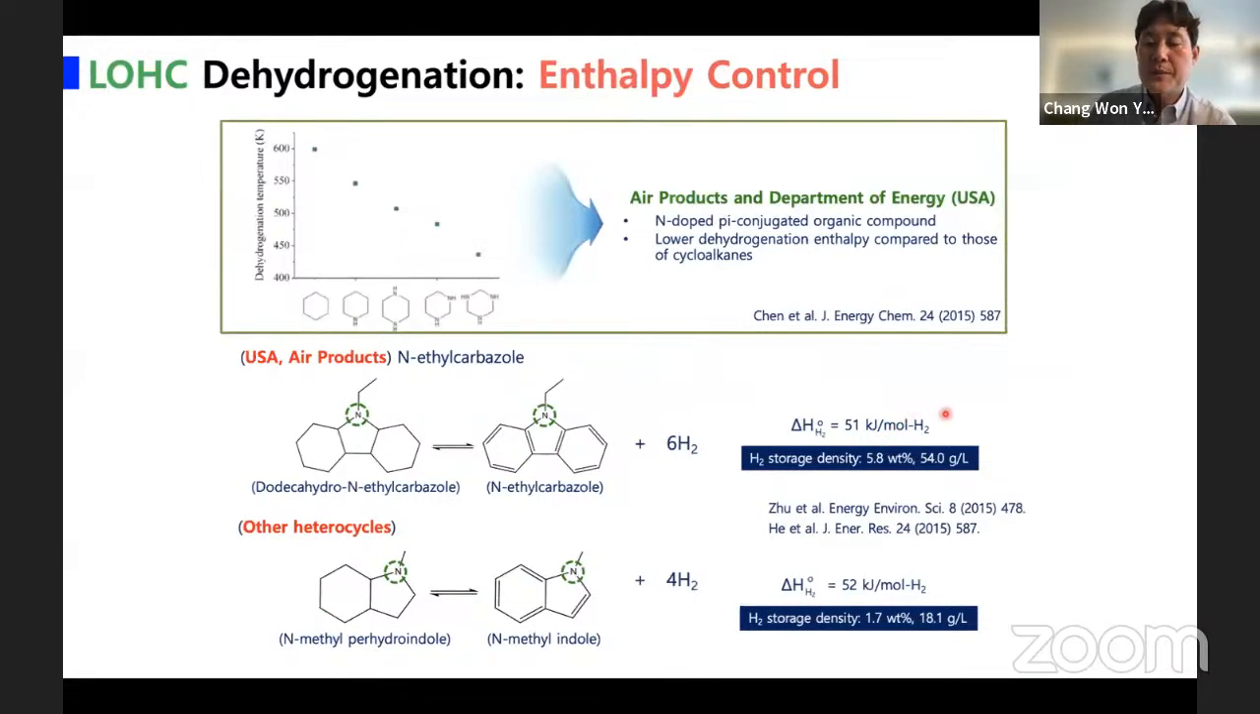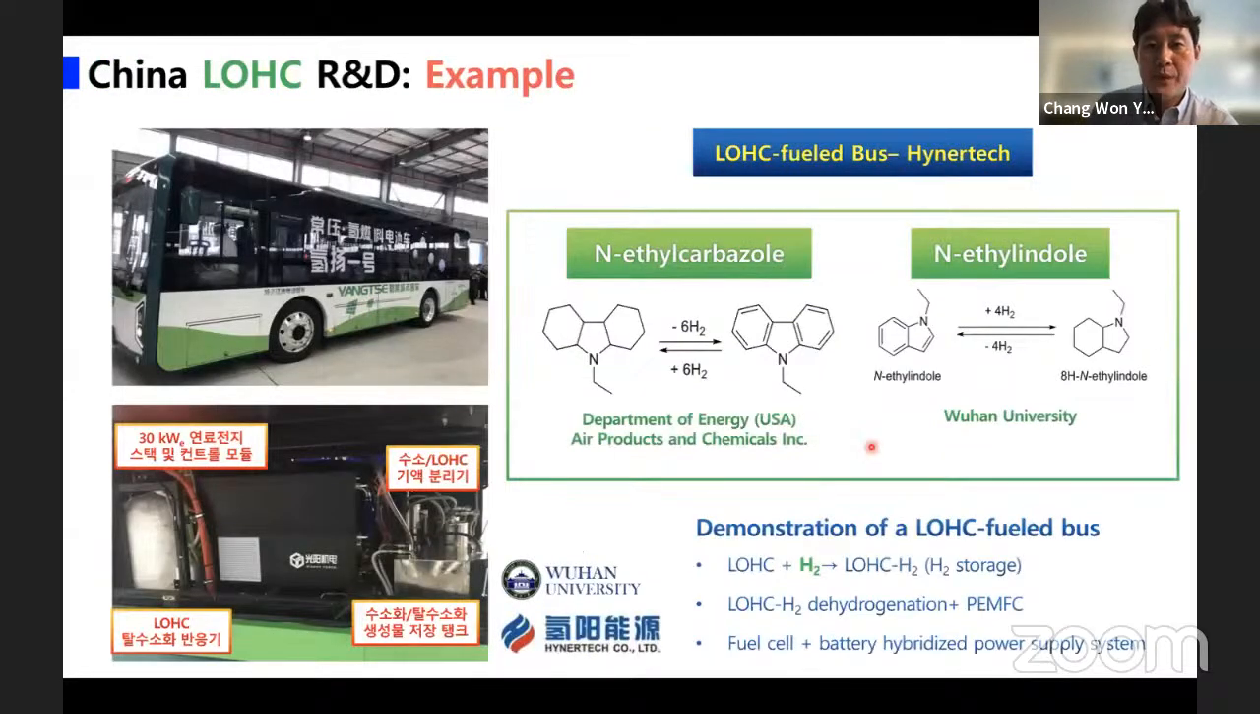So compared to this MCH, this hydrogen-rich ethyl carbazole has much lower reaction enthalpies for LOHC dehydrogenation. And another example is ethyl indole, so two rings and 1 nitrogen atom in it. And Wuhan University actually used this LOHC to drive this hydrogen bus.